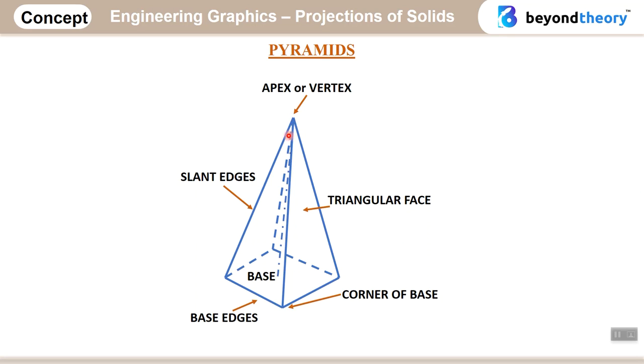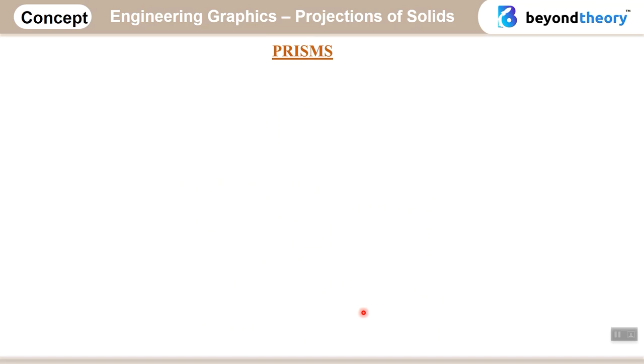All solids have an imaginary line that passes through the center of the solid. That line is called the axis of the solid. It is usually represented using a chain line. Similarly, prisms also have different edges and different faces.